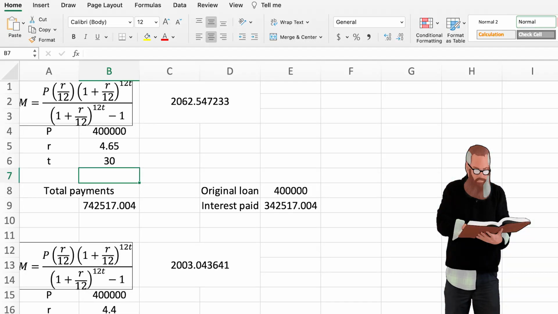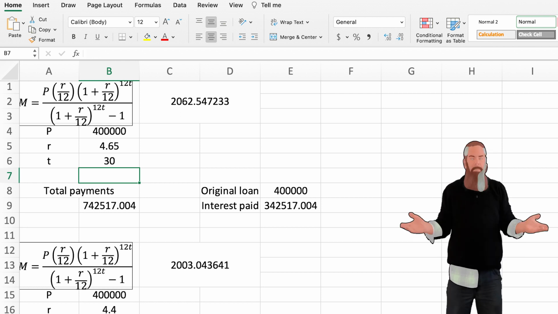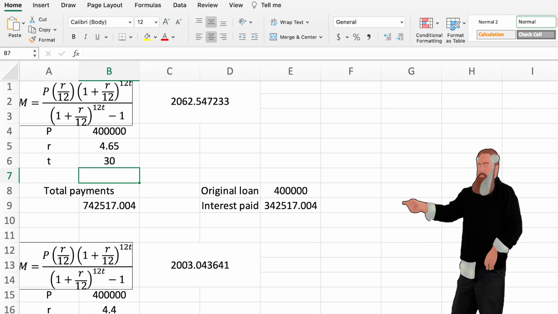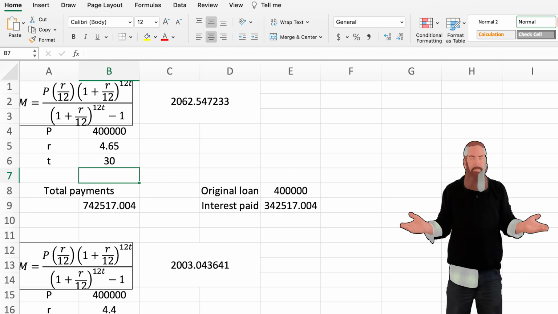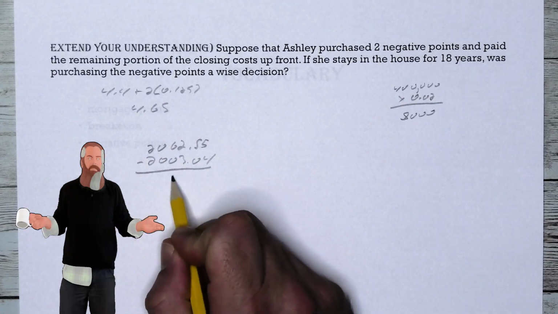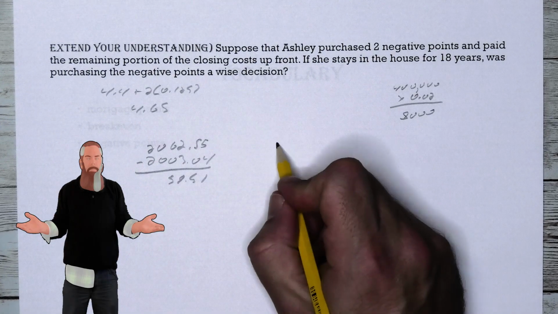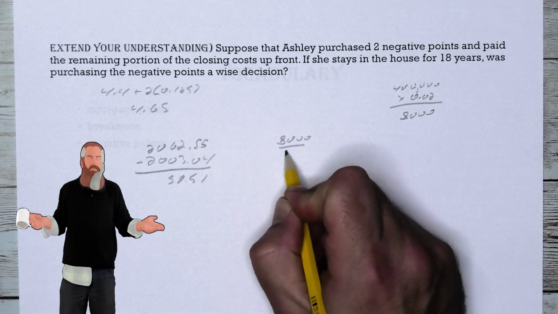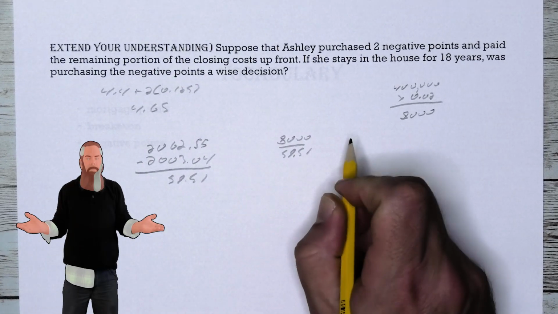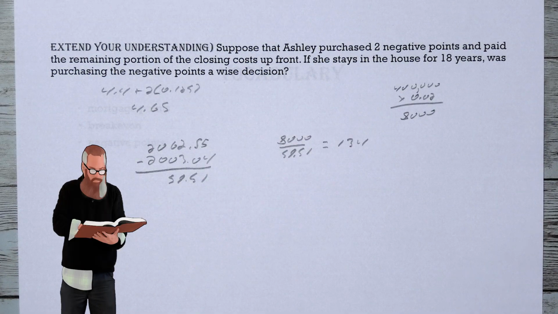Now, the amount of the monthly payment is not going to change for the 4.4%, but in the top one, we put in 4.65%, and that's going to give us $2,062.55. This means that there's going to be a cost of $59.51 per month. So 8,000 divided by 59.51 means it's going to take approximately 134 months to break even.